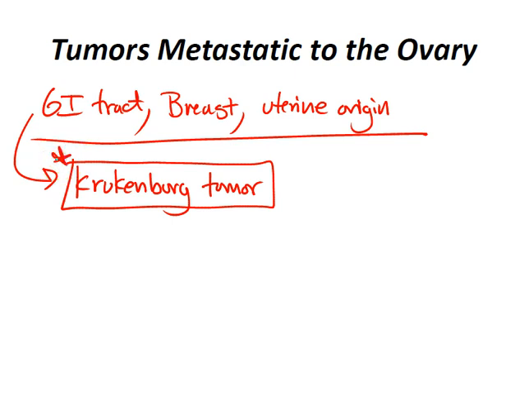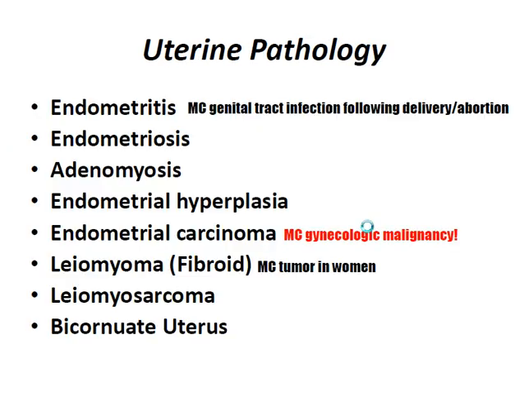The stomach has a rough leather bottle appearance due to thickening of the wall. The histological appearance, you will see signet ring cells and mucinous cells. And it also has a hematogenous spread. So that's tumors that are metastatic to the ovary. Just remember the Krukenberg tumor.